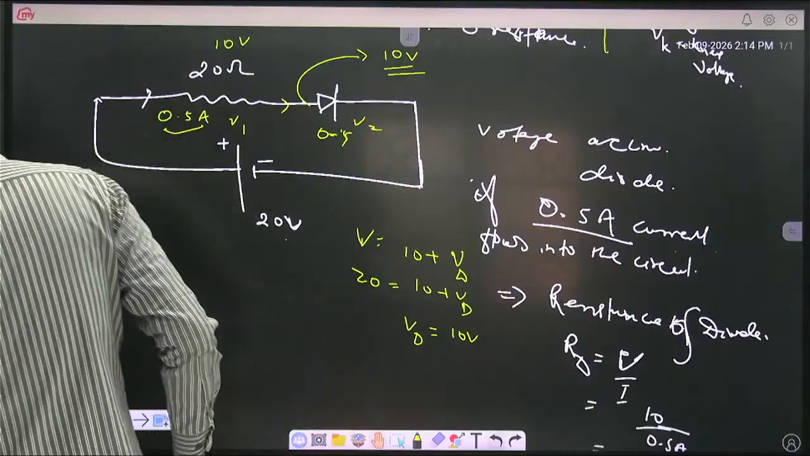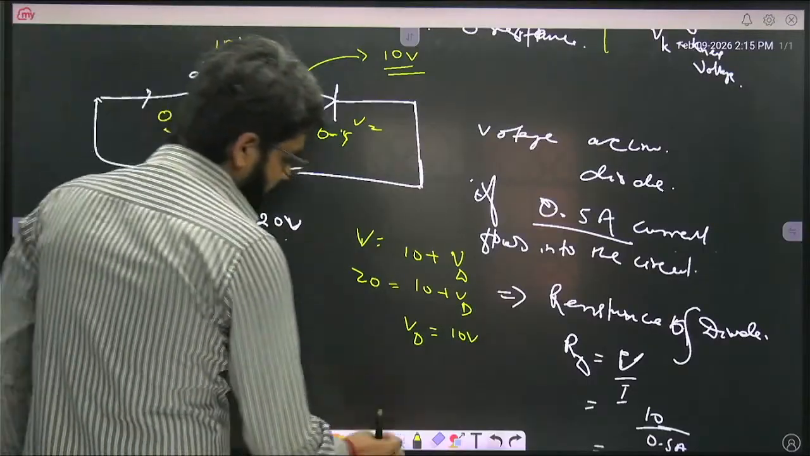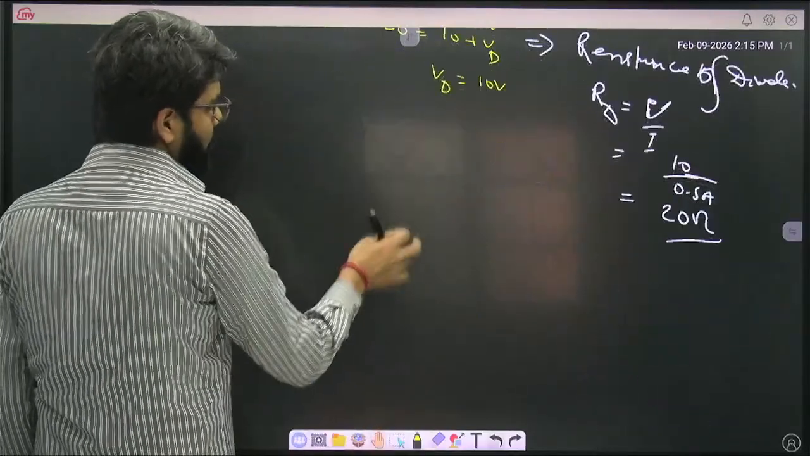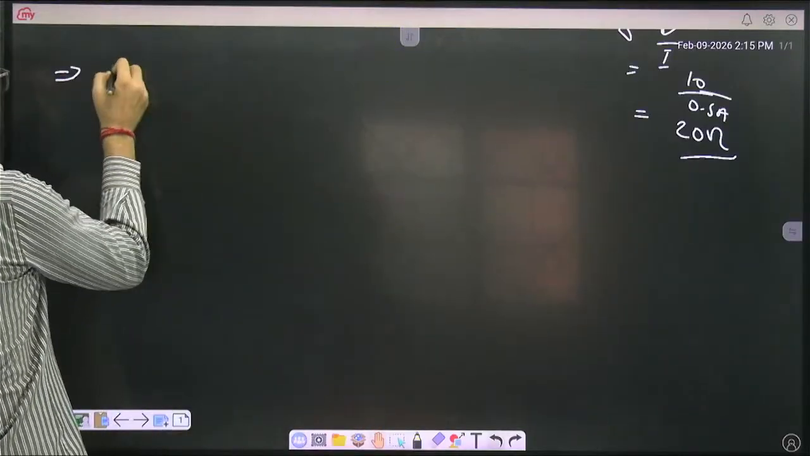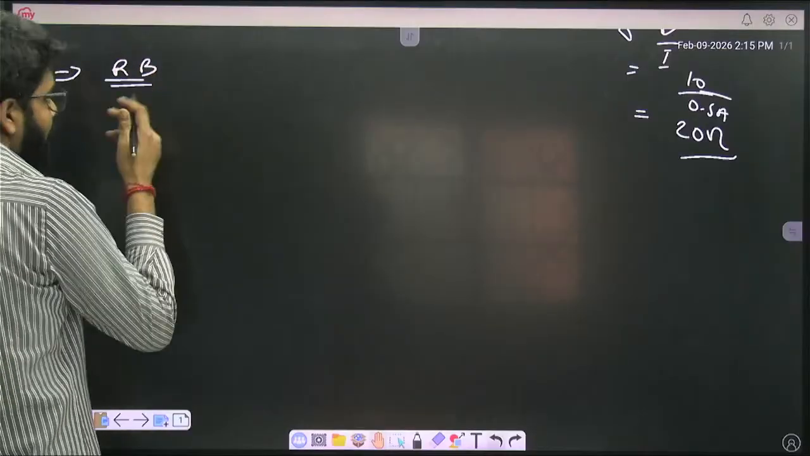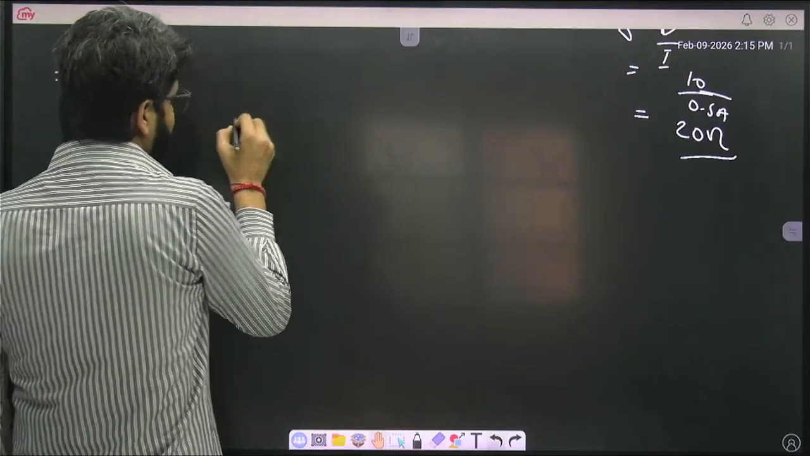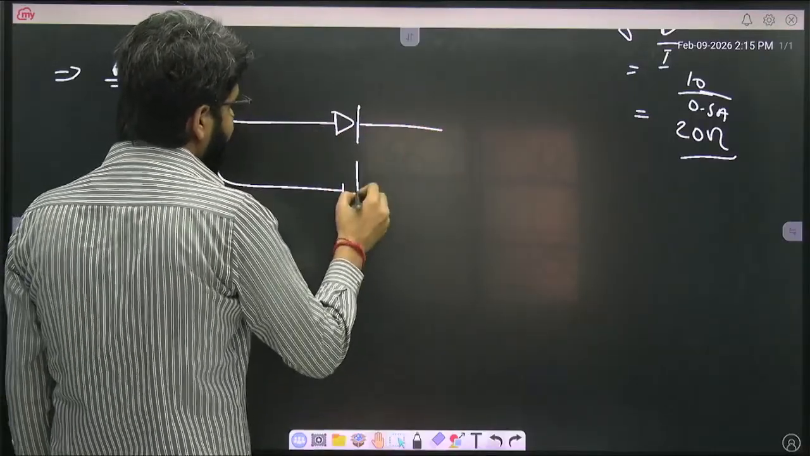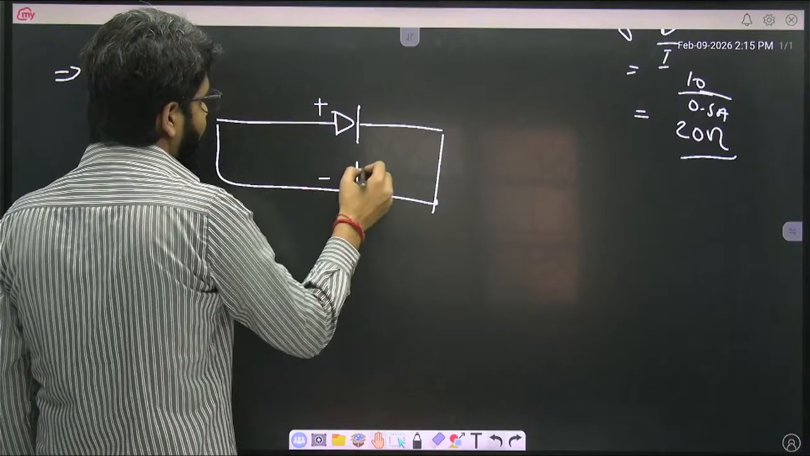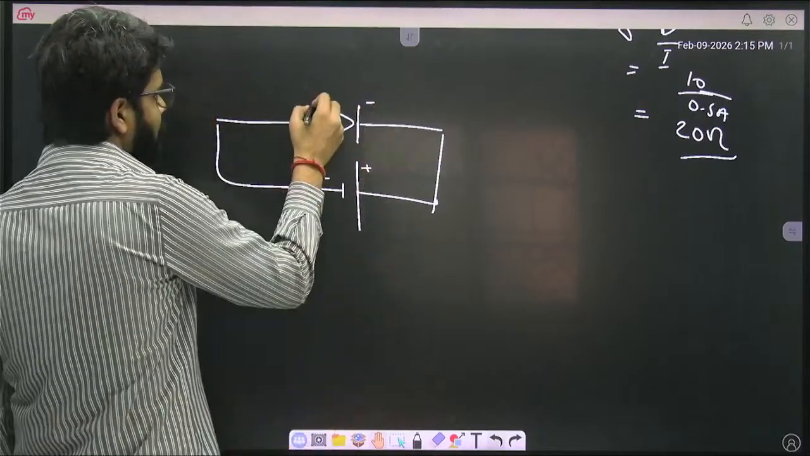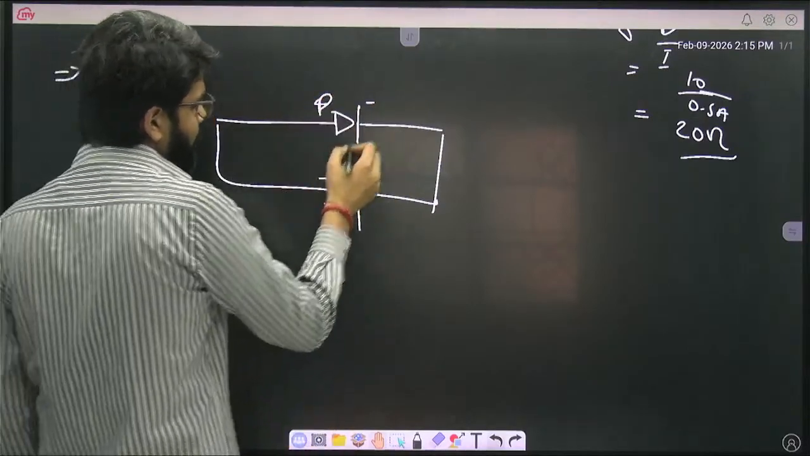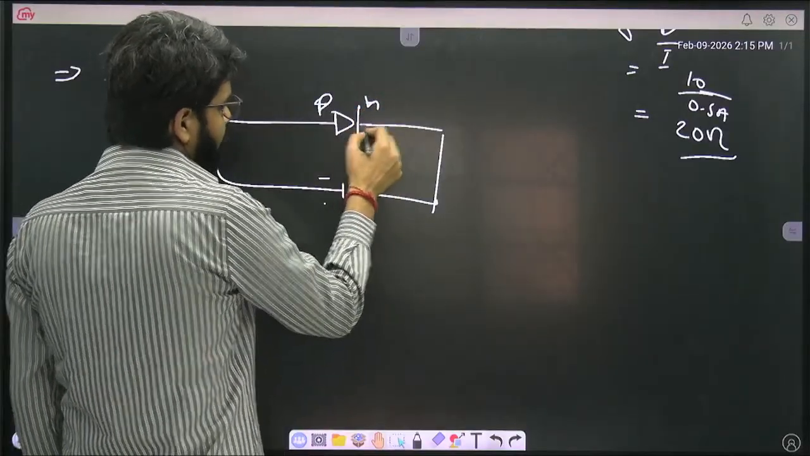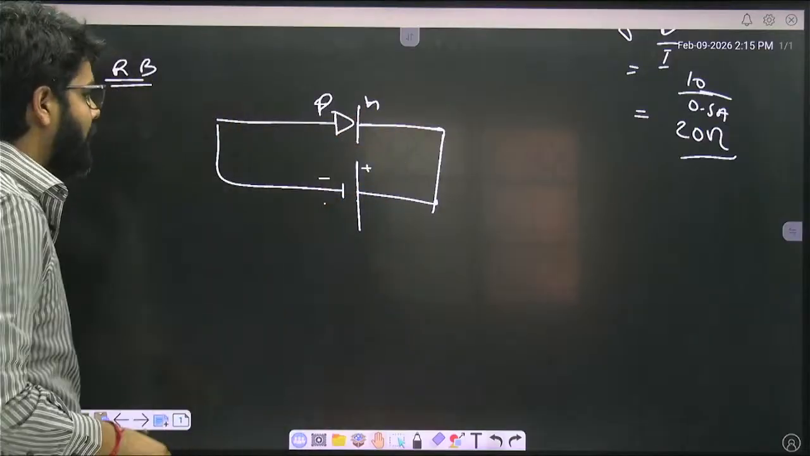So this is one example I told you of how you can be asked about the diode in the circuit. Okay. Next is your RB. RB means what? Reverse bias. What happens in it? Suppose this is the diode, and you connect the negative with the positive one and the positive with the negative one. This is your P side and you are connecting it with the negative terminal of the battery. Here it is the positive side and it is the N side.